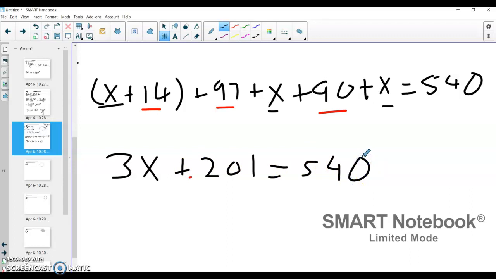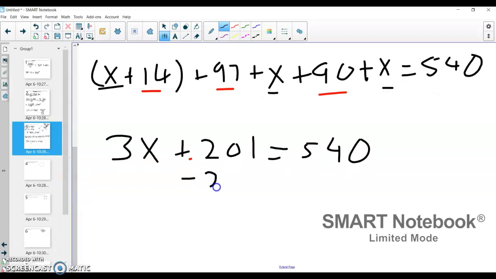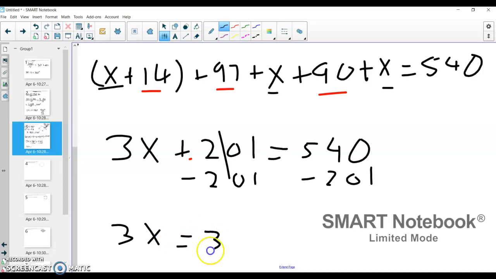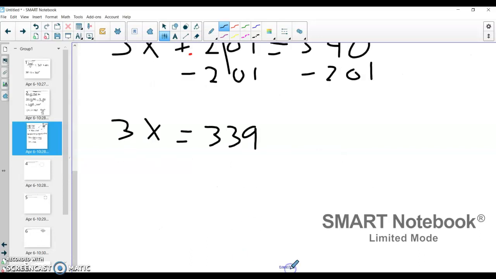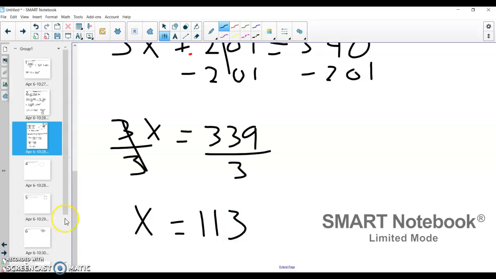And now I just have an algebraic equation in which I need to solve for x. First thing I'm going to do is subtract away 201 from both sides, so that goes away, and I'm left with 3x, and then 540 minus 201 is 339. Then I need to divide both sides by 3 because then my 3's on the left side cancel out, and I just get that x equals 339 divided by 3, which gives me 113 is my x.